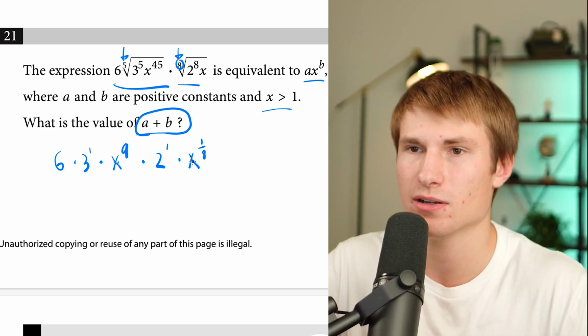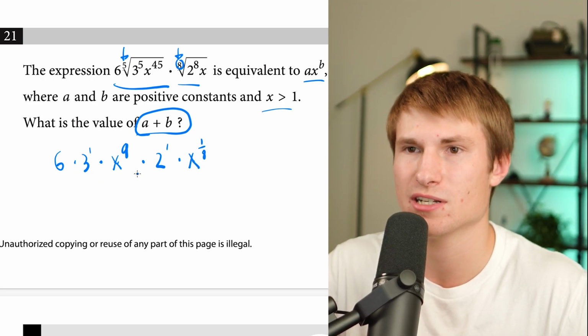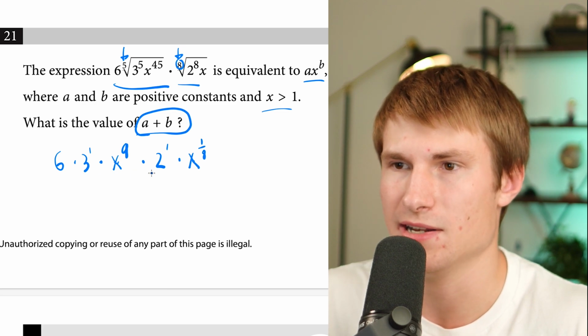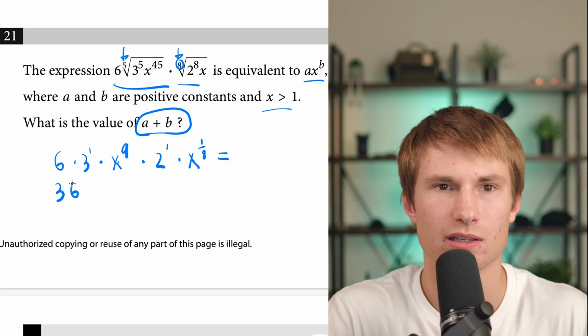All right, so from here, it's pretty simple. We're going to take this 6 times 3 times 2, and 6 times 3 gives us 18. 18 times 2 gives us 36. Now we have 36.